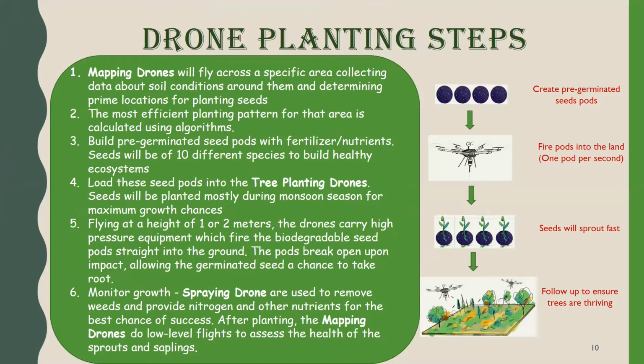Then we build pre-germinated seed pods with fertilizer nutrients, and the seeds will be of 10 different species to build a healthy ecosystem. Only one species would not build that much of a healthy ecosystem, and there would be some problems. So we thought about 10 different species, which would build healthy ecosystems, and then load these seed pods into the tree planting drone. That tree planting drone will then fire seeds into the ground.